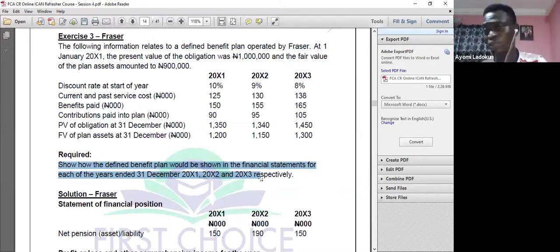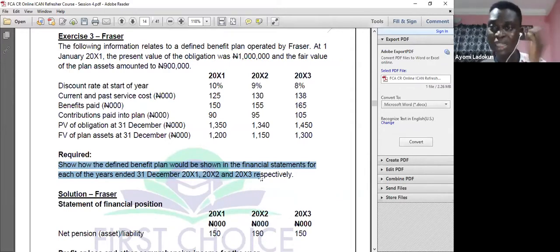So if you have this question, just remember your pro forma. Because if you don't do that, we won't have the figures you're going to post into your profit or loss account, and of course your statement of financial position. So how will I start? I'll start from my net deficit or asset brought forward. So how do I do that?